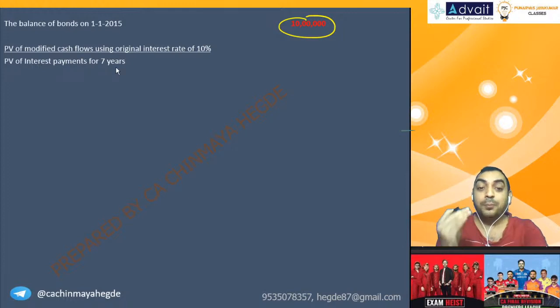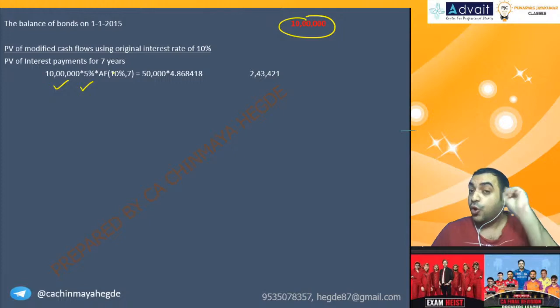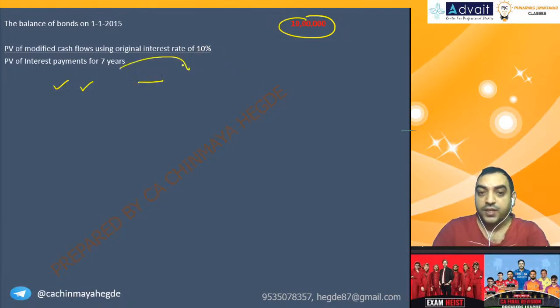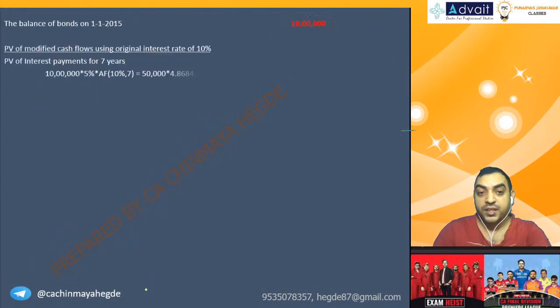We should calculate the materiality. For that purpose, we will go for the new cash flow, and with the new cash flow we will compare with the old discounting rate. So what is the new cash flow? The new cash flow is a coupon rate of 5%, for the remaining 7 years. So 10 lakh into 5%, and what is the rate? Not the market rate now, the old rate. The old rate is 10%. Therefore 50,000, discounted at the old rate. They have given the discounting rate and the annuity factor in the question itself, so we can make use of those numbers directly.